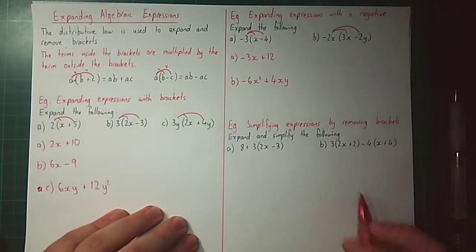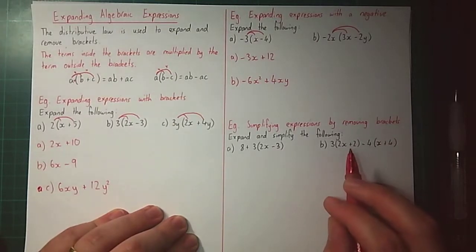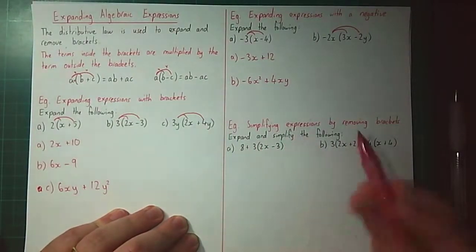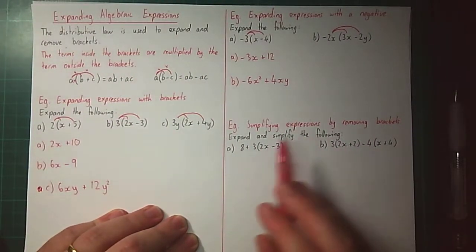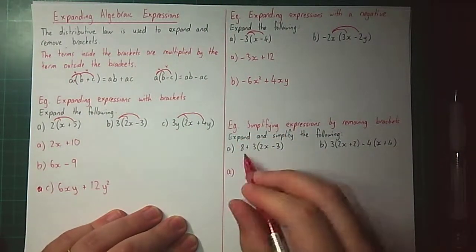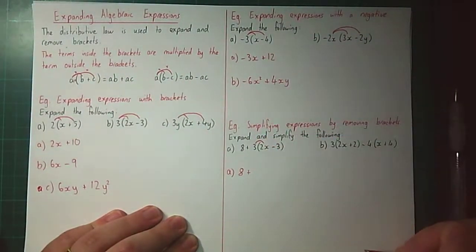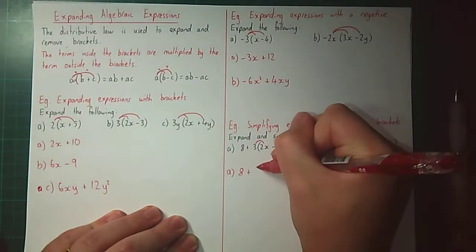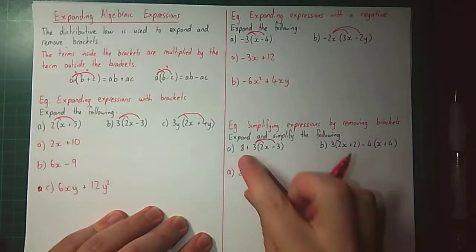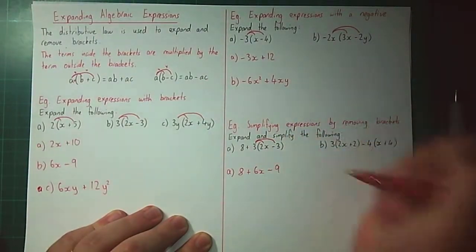For the third and final example, it's simplifying expressions, but by removing the brackets first. So it says expand and simplify the following. Now we've been talking about expanding, but now simplifying. I'll show you what I mean once we've expanded. So expanded, remember, is to remove the brackets. So first of all, we've got 8 plus, so we're going to pop that in, and then we're going to remove these brackets. So it's 3 times 2x, that's going to be 3 times 2 is 6x, and then we've got 3 times minus 3. Remember, this is a positive 3 the whole way through. Positive 3 times negative 3 is a negative 9.